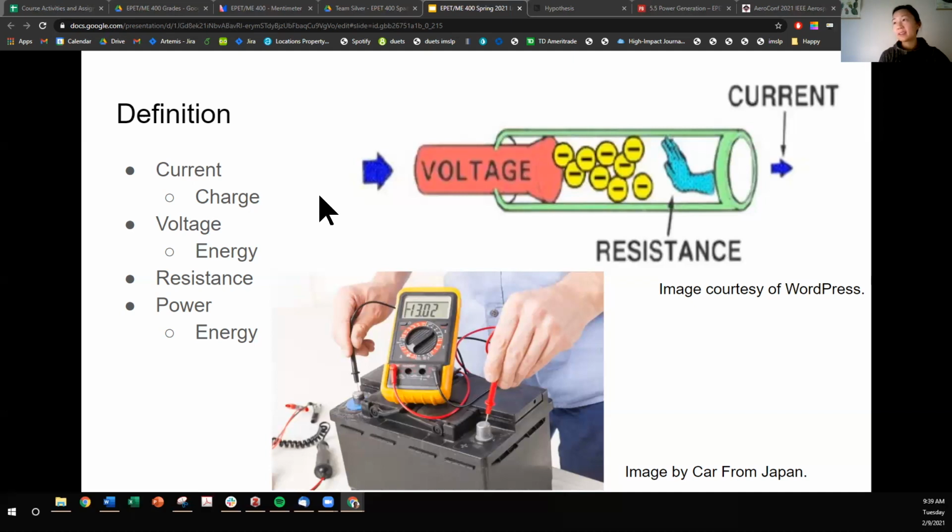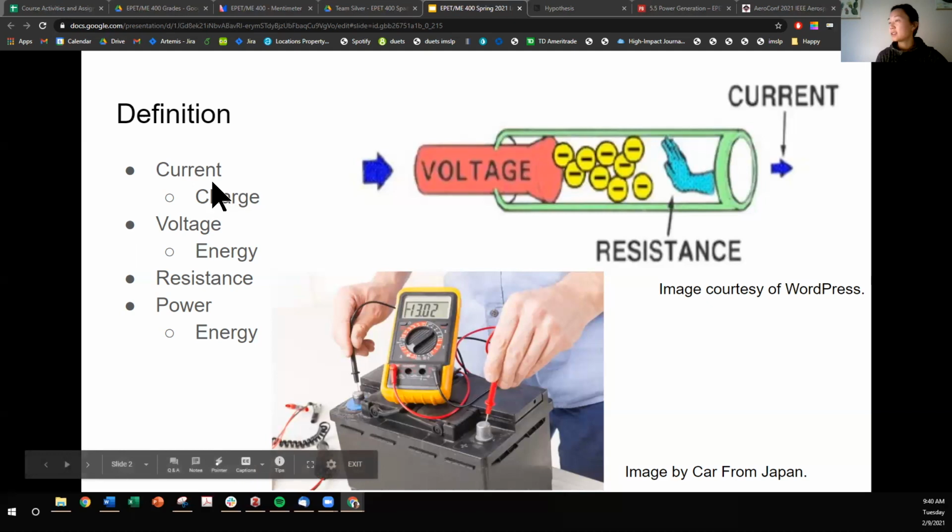We care about this because we're dealing with electricity in the power subsystem, so let's move on, let's power through. Current is the movement of that charge. So current is going to be the units of charge over a time unit.